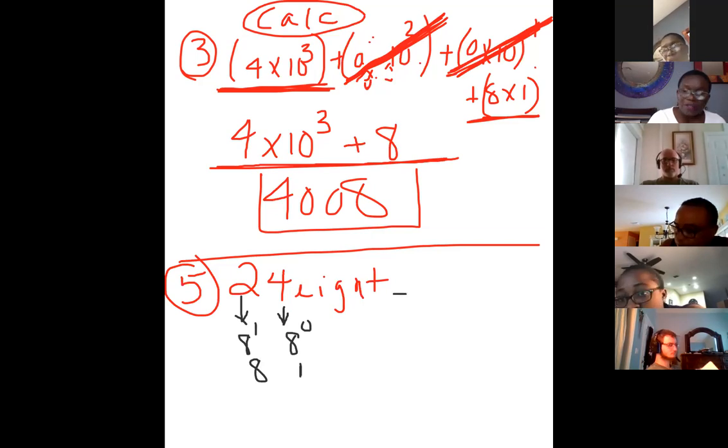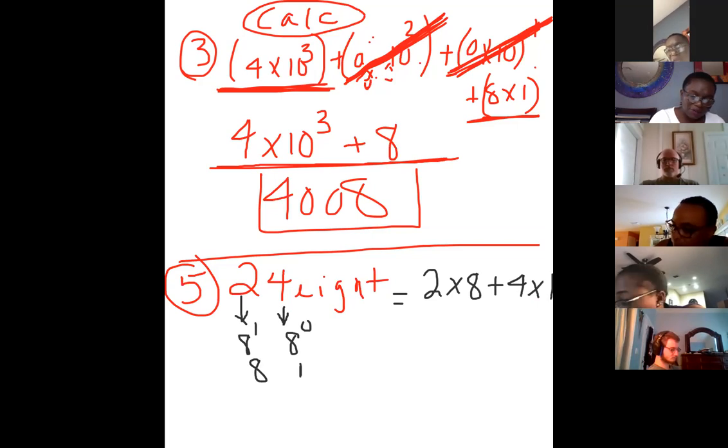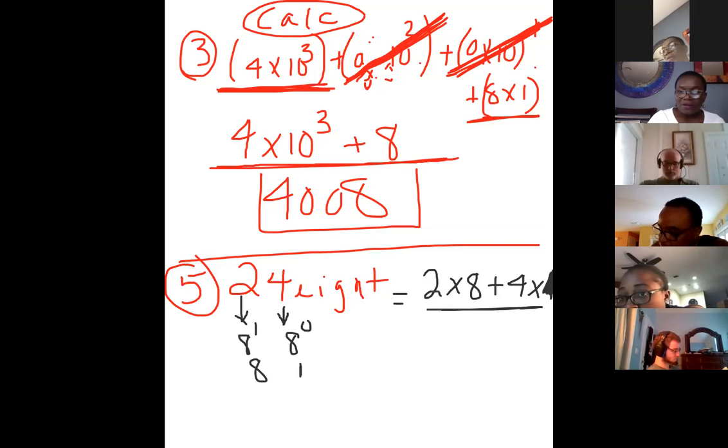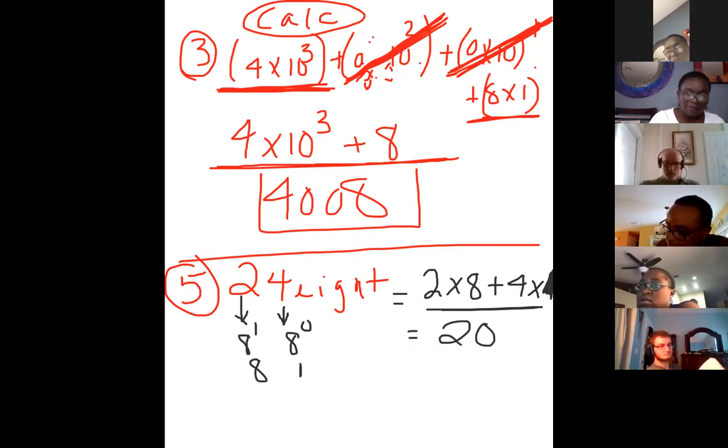So if you were going to plug this in the calculator, you would write this as 2 times 8 plus 4 times 1, and you let the calculator do it for you, guys. Let the calculator do it, okay? It's 2 times 8 plus 4 times 1, and you let the calculator do it. All right, so this one is going to come out to be 20. And that's it.